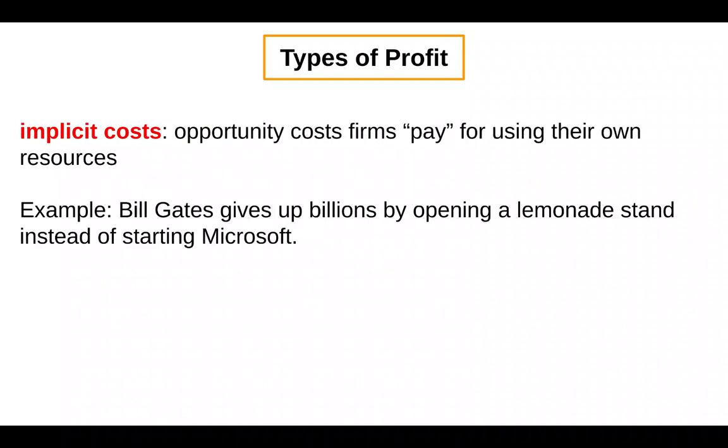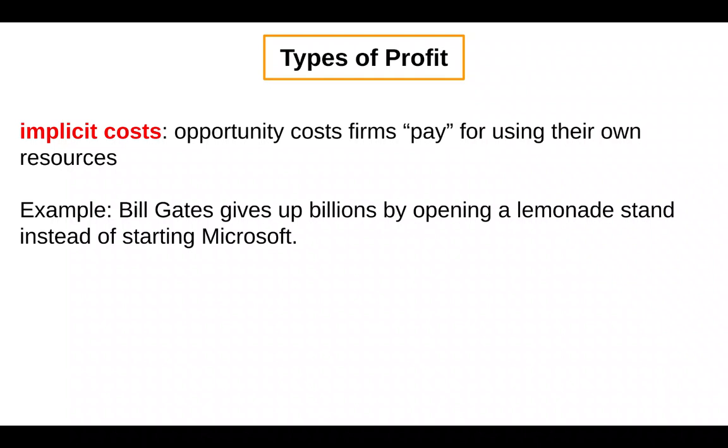These are opportunity costs firms pay for using their own resources. And the reason economists bring in opportunity costs, I think, is best illustrated by this example with Bill Gates. So Bill Gates was the founder of Microsoft, right? And so if instead of starting Microsoft, he opened a lemonade stand, he would have incredibly high implicit costs in the billions of dollars because a lemonade stand, no matter how great Bill Gates is at selling lemonade, he would make nowhere near as much money as he would have by starting Microsoft. And so it's really high implicit costs.